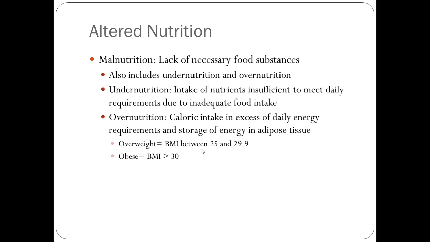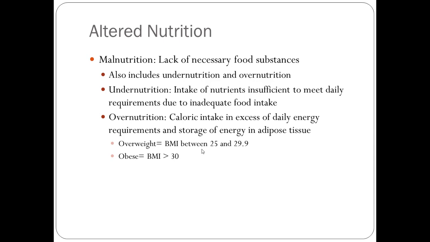Alright. So altered nutrition. Malnutrition is just a lack of necessary food substances. It includes undernutrition and overnutrition. So undernutrition is the amount of nutrients that a person is taking in is not meeting their daily requirements because they're not taking in enough. Overnutrition, they're taking in more than what they need, more than their daily energy requirements. And this energy is getting stored and built up in their adipose tissue.